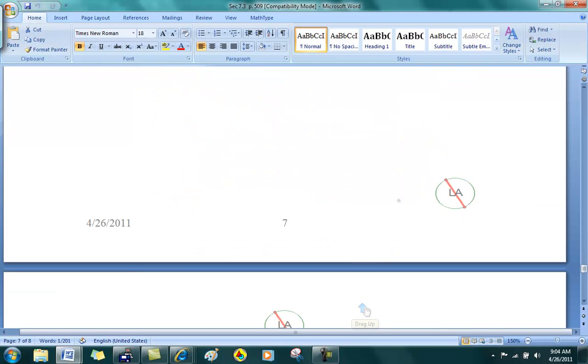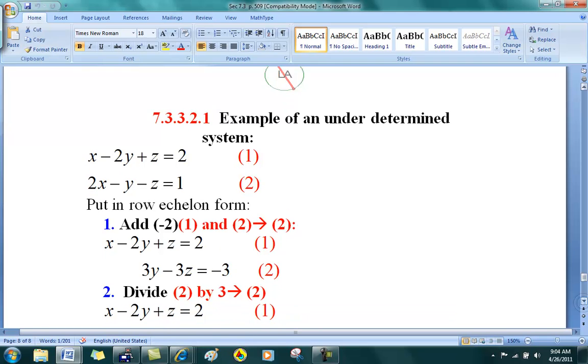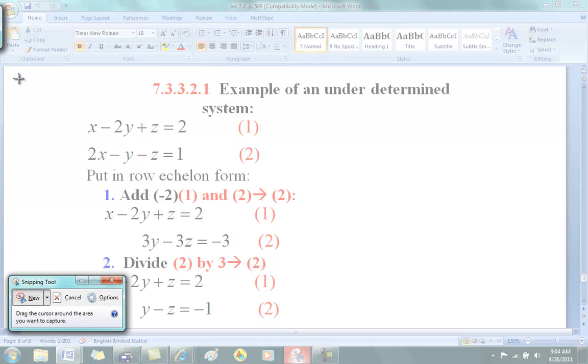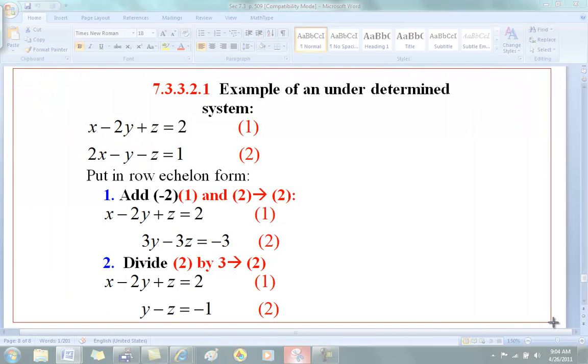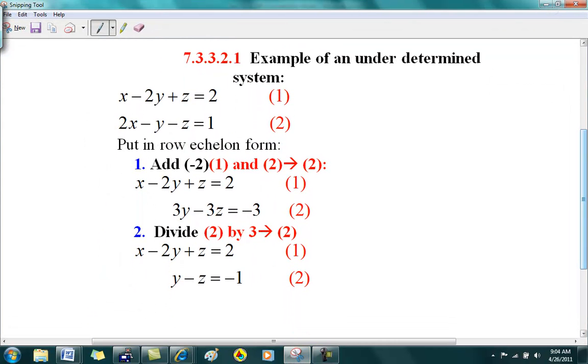All right, let's see what we do with these. Example of an underdetermined system, which is to say that there are more variables than equations, and let's see how we solve that. Here's an example. Let me go get my snipping tool. I'll snip that. And so here's my original system. It's got 3 variables, x, y, z, and 2 equations.